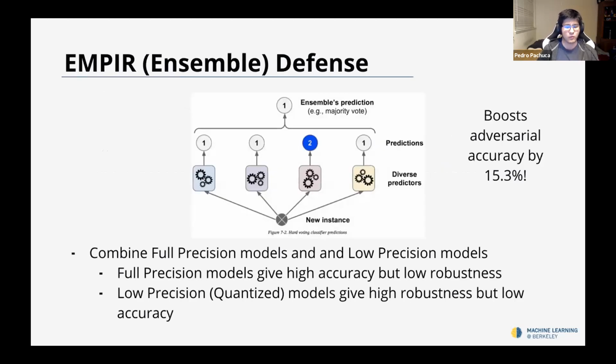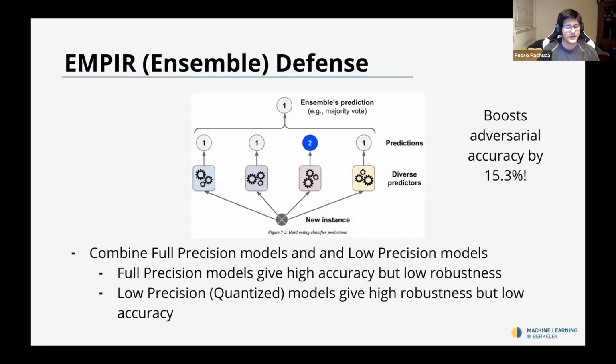A defense that's a little more complicated uses ensemble methods. And the idea behind the ensemble is just that, okay, you have an input. I'm going to give it to, in this picture, 4 different models. And the models are going to produce some output and vote on the output or have some average of the output. So the actual ensemble prediction will be some function of the outputs of those models.